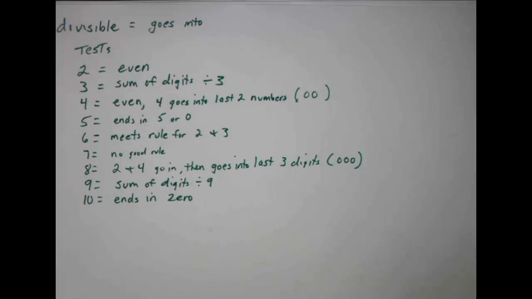The key vocabulary word in section 2.1 is divisible. Divisible basically means it goes in evenly. So we have some simple tests, some rules, to check to see if a number is divisible by these numbers here. So there are some rules.